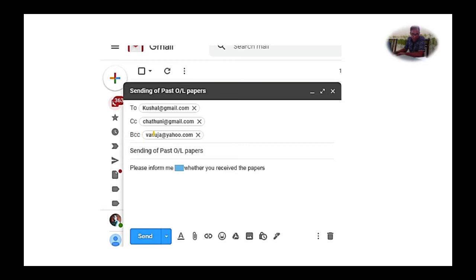The person in BCC knows that these two people got the same mail, but these two people do not know that the person in BCC got the same email. That is what you have to remember here. There might be some question on this email, so it is very clear, you can understand.